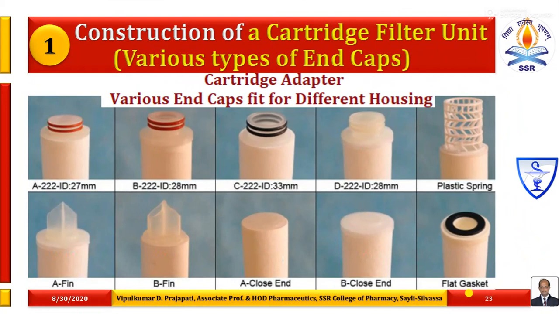The ends of the cartridge are fixed by end caps, so it may have double open ends or single open ends. These are the cartridge adapters. This figure shows different types of adapters available for end caps. These end caps are used for different housings, so a number of cartridges can be fixed in the available housing. It may be a single housing, or in a single housing a number of cartridges can be fixed.